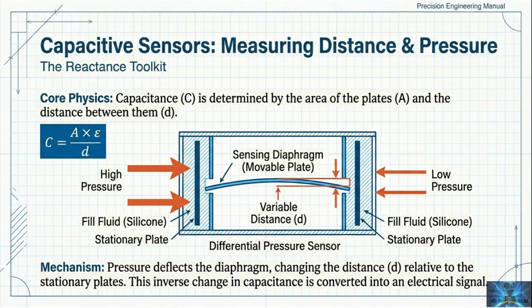Capacitive sensors, measuring distance and pressure. Capacitive sensing is geometry again. Capacitance depends on plate area and separation distance. In the DP sensor diagram, pressure deflects a diaphragm, changing the distance between plates. Capacitance changes. Electronics convert that into a signal. Practical note: capacitive sensors are great for small deflections and low wear because they can be non-contact internally.